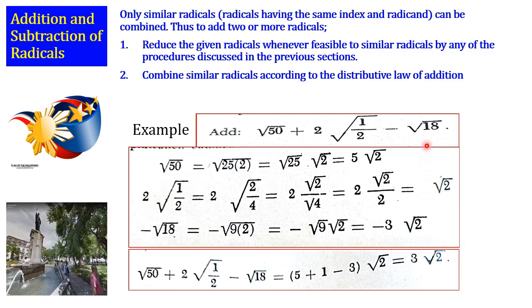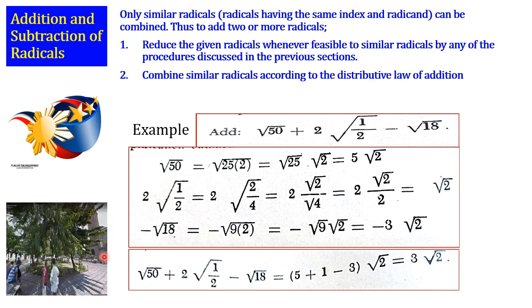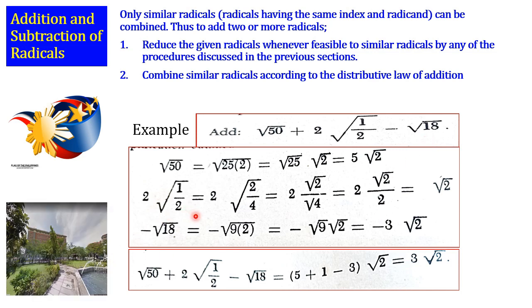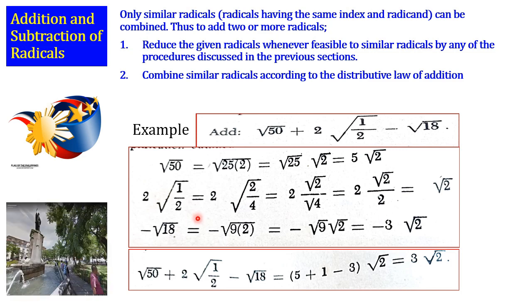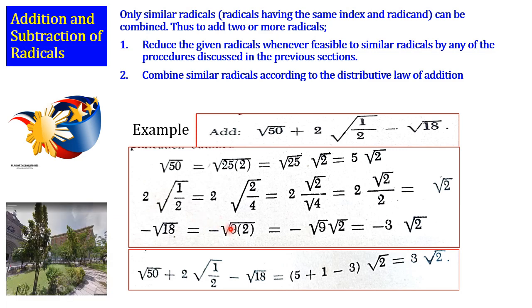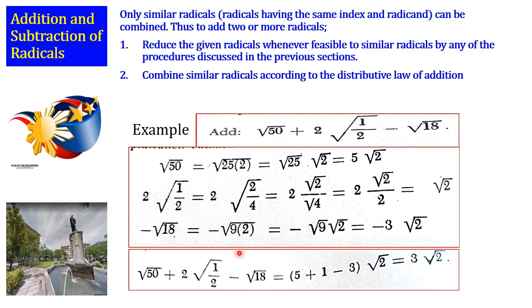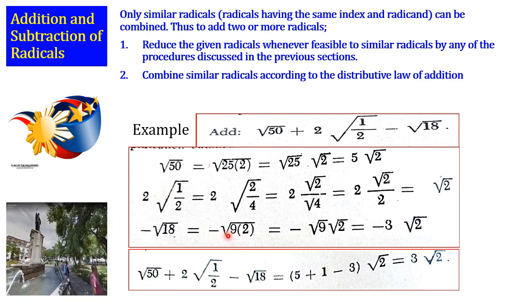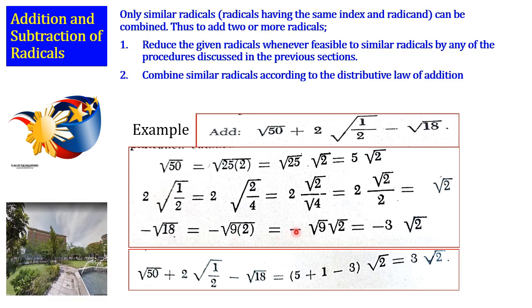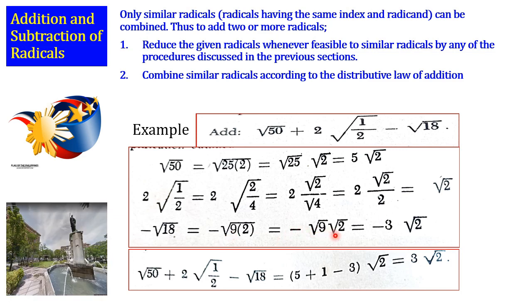At ang pangatlo, negative square root of 18. Ang square root of 18 ay maaari nating isulat na square root of 9 times 2, wherein 9 is a perfect square. Therefore, we can rewrite this as negative square root of 9 multiplied by square root of 2.